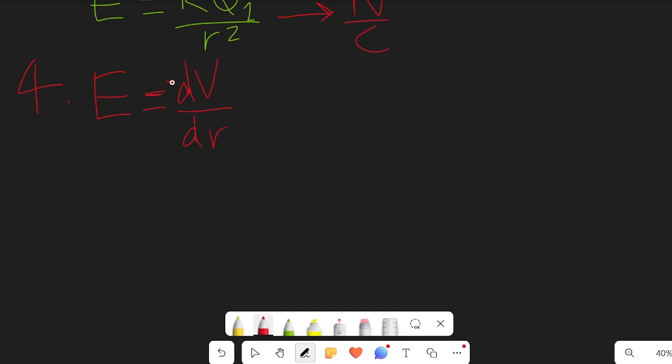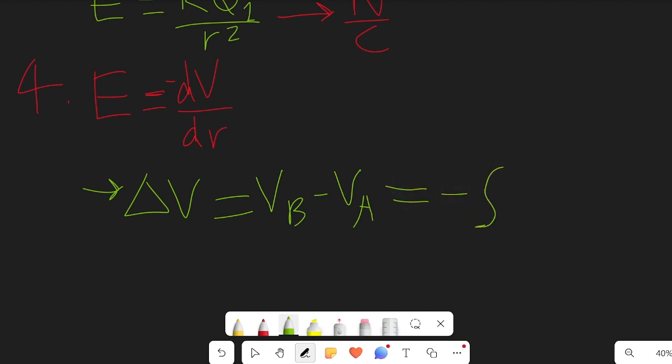But we'll notice that going backwards is actually a more complicated process and involves integrals, right? This should be pretty obvious why it should involve integrals. Another variation of this equation is that delta V, remember, change in potential, is equal to VB minus VA. So the potential at point B minus the potential at point A is essentially equal to negative integral from A to B of electric field times dr.